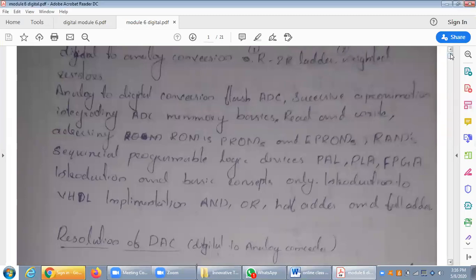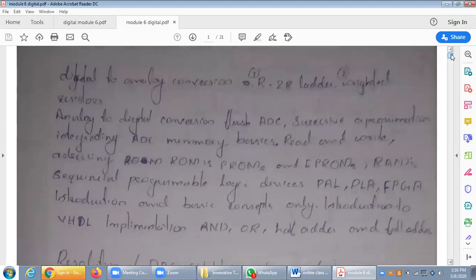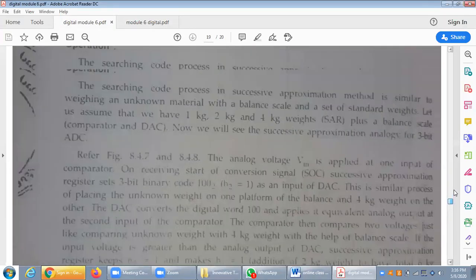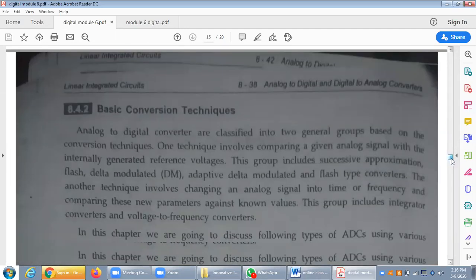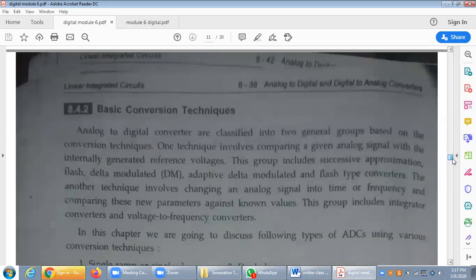Okay, so we completed the digital to analog conversion, that is R-2R weighted resistors. So now we are going for analog to digital conversion. For that, in the syllabus we have the flash ADC, successive approximation and integrating ADC. So there are three methods we are going to study. It is very important also, that is analog to digital conversion.